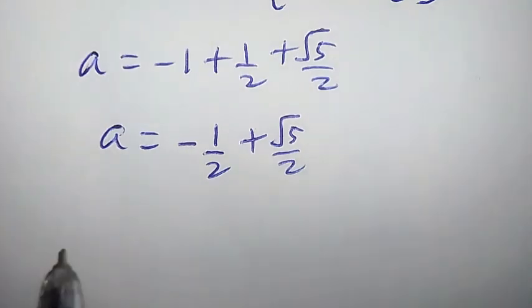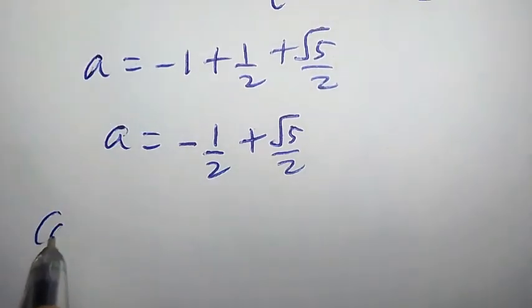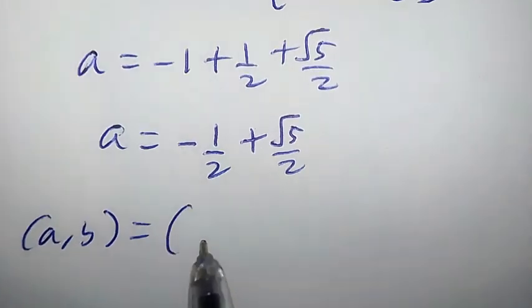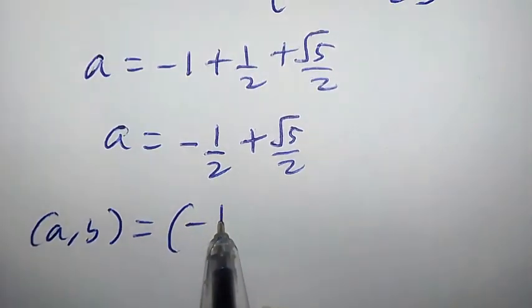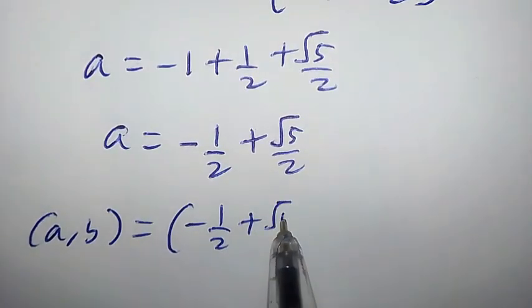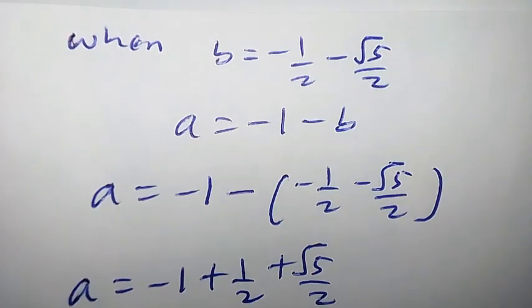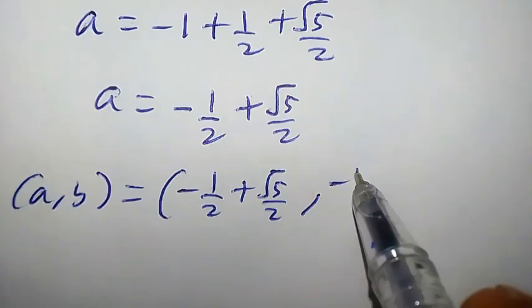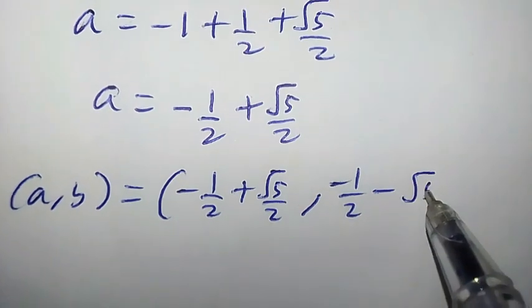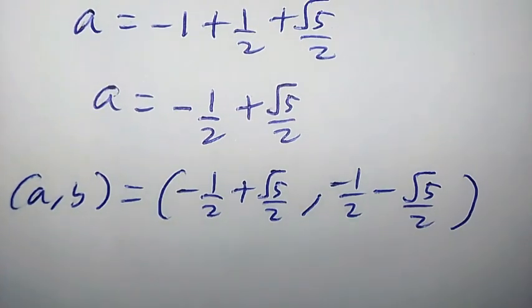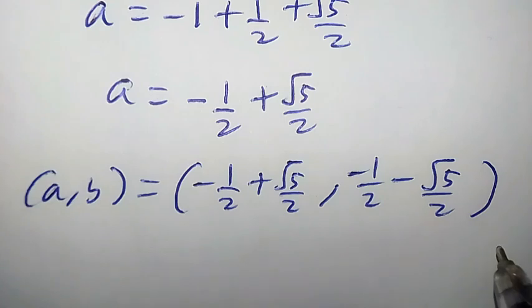That means the fourth solution, A comma B is equals to what? A is this: minus half plus square root of 5 over 2, comma, what is B? Our B is this guy: minus half minus square root of 5 over 2. This is the fourth solution.